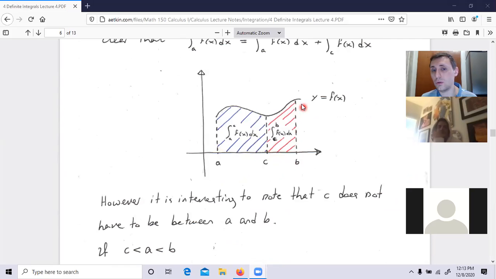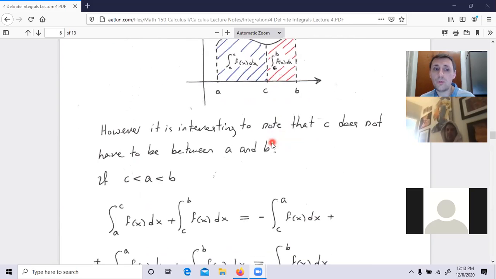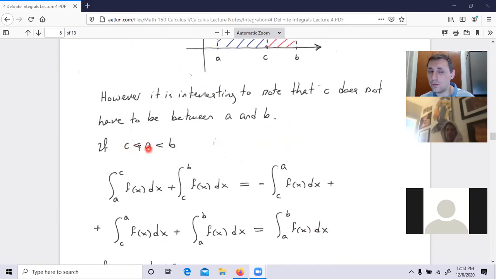Why is that true? Intuitively, if the curve is positive and C is between A and B, then the full sum of the rectangles is the rectangles from A to C plus the rectangles from C to B. So that's clearly true if C is between. But what happens if C is to the left of A? You understand? I want to show you that regardless of the location of C, this is always true.